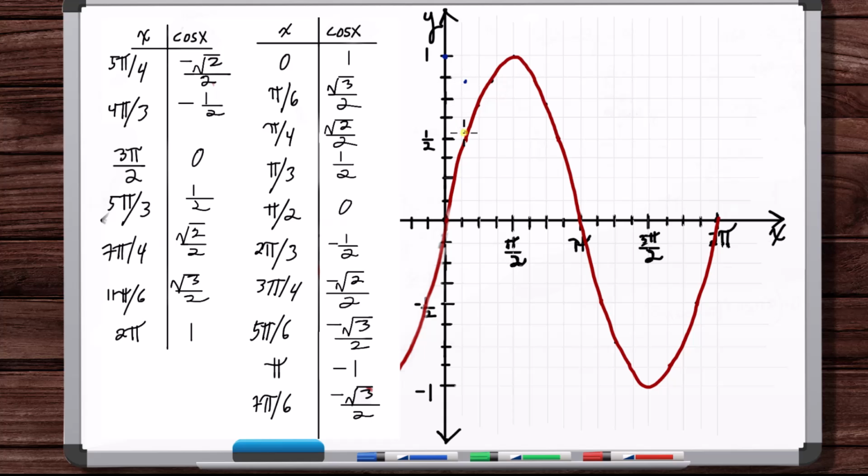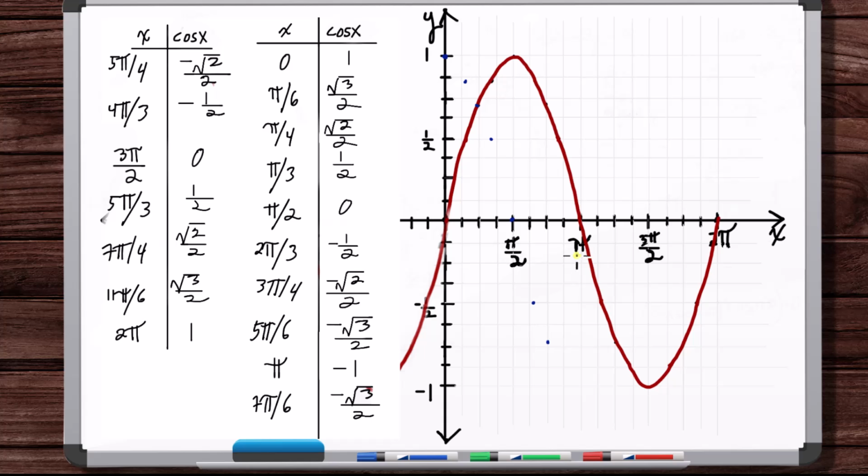Okay. Now pi over 4 is here, and that's at root 2 over 2. So these are the same. They cross. Okay, pi over 3 point is here, and we're at 1/2. Okay, pi over 2, 0. Okay, 2 pi over 3, we're a little bit past the first tick mark. And then we go to minus 1/2. 3 pi over 4 is in the middle between pi over 2 and pi, and that's minus root 2 over 2. So that's going to be lined up with this point here.